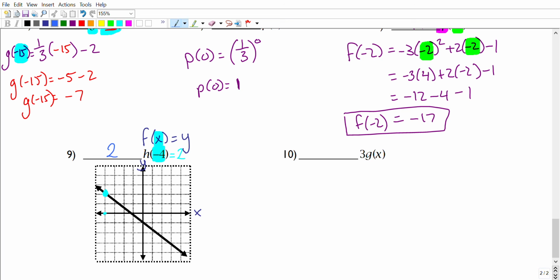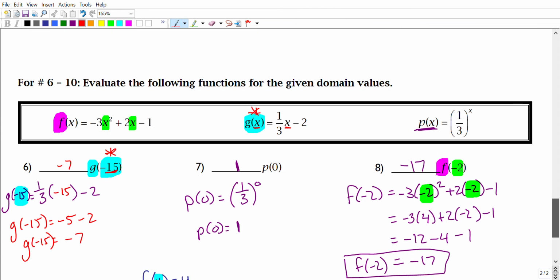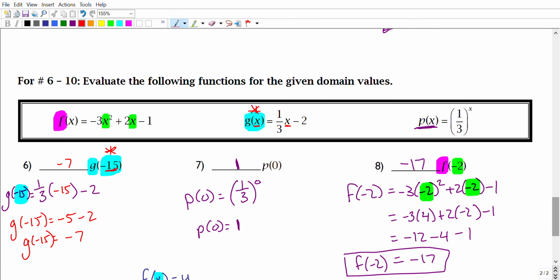All right. Last one before we finish up. We have 3 times g of x. So right off the bat, I know to start off with a 3 because that's just number 3. And I'm multiplying that by g of x. Well, what is g of x? Again, remember, I have that right up here. g of x is 1/3 x minus 2.